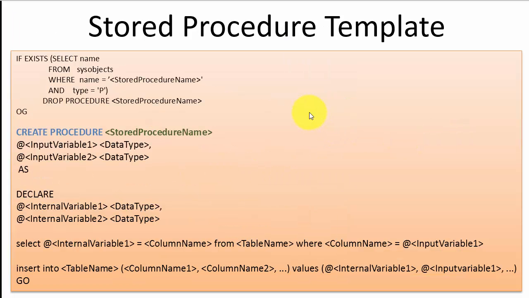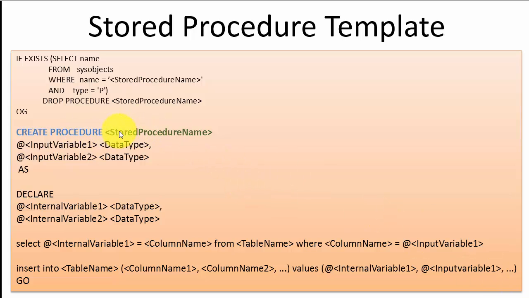Here we see a template, just like for views. It's a little bit difficult to create a stored procedure from scratch, so it's a good idea to start with a template. So here in the beginning, if the stored procedure already exists, this piece of code makes sure we drop the procedure before we create the procedure once more.